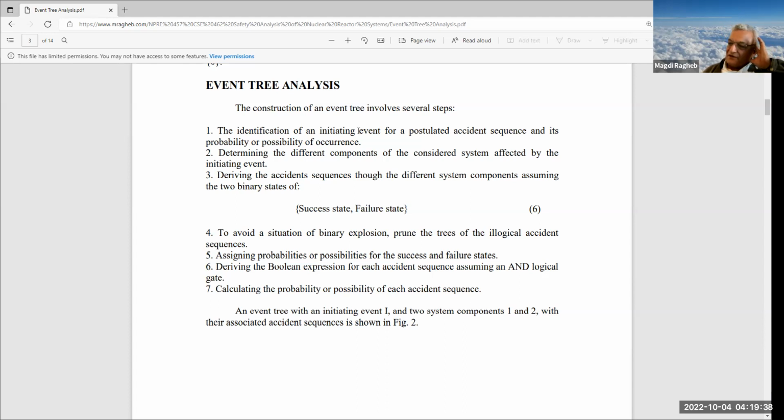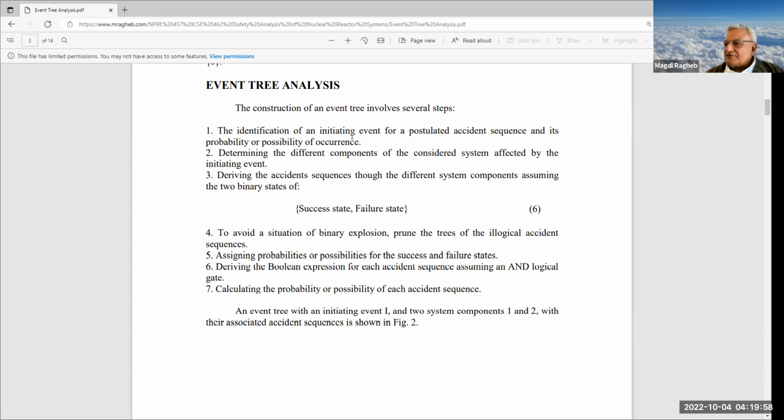And let's think maybe now in terms of a more engineering approach. An initiating event could be an earthquake. Let's think Fukushima. The earthquake occurred, and that is what we call an initiating event. So in an event tree, we are always going to identify an initiating event.